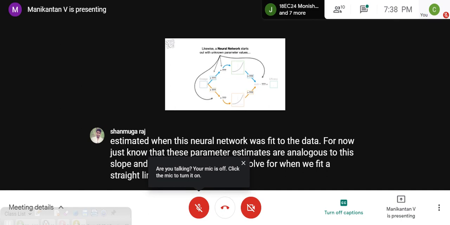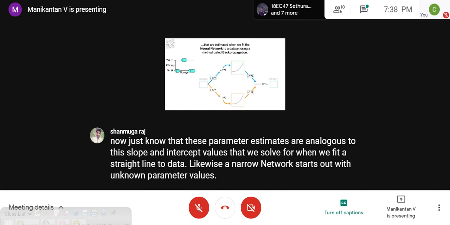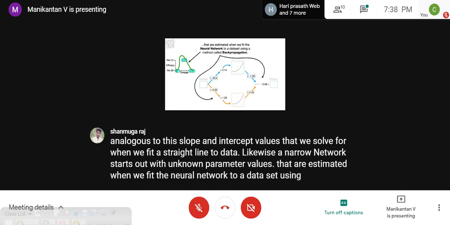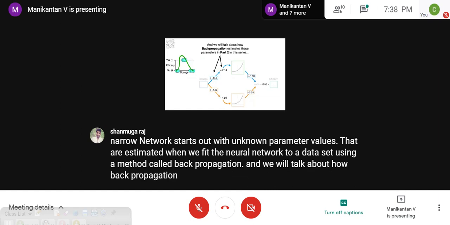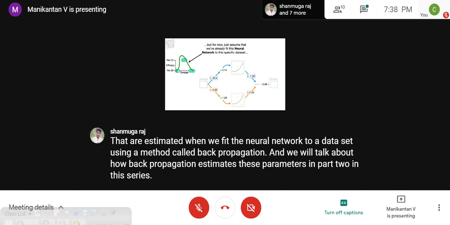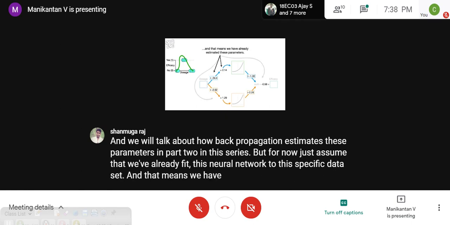Likewise, a neural network starts out with unknown parameter values that are estimated when we fit the neural network to a data set using a method called backpropagation. And we will talk about how backpropagation estimates these parameters in part 2 in this series. But for now, just assume that we've already fit this neural network to this specific data set. And that means we have already estimated these parameters.